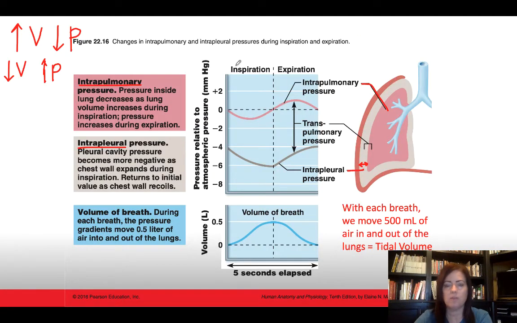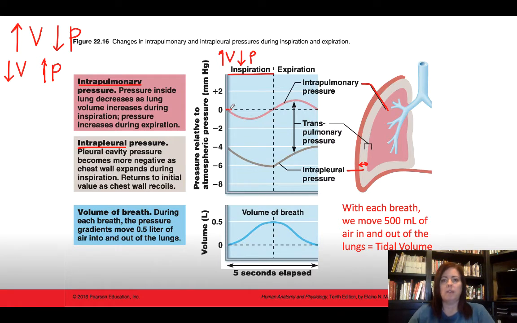What we see with inspiration, when we breathe in, is the diaphragm is descending, and our rib cage travels upwards and expands, so thoracic volume is increasing. So we have an increase in volume, which corresponds to a decrease in pressure. And that's exactly what we see here. We're starting at our pressure at 0, which is relative to atmospheric pressure, the same as atmospheric pressure, so we can just zero it out.